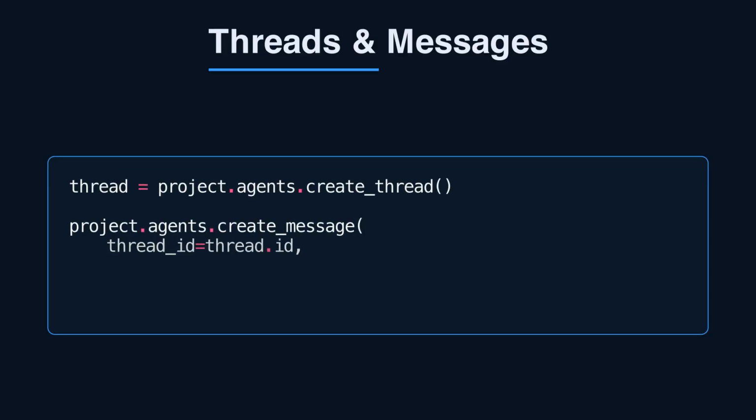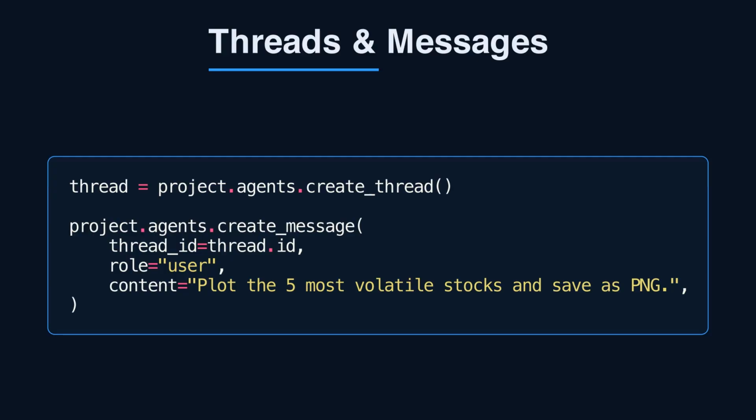With the agent created, we start a conversation. In the agent service, a thread is the conversation. It stores the messages and persists between turns, so the agent has memory without you managing any history. We create an empty thread, then add a user message to it, role user, content being our actual question. Plot the 5 most volatile stocks and save it as a PNG.